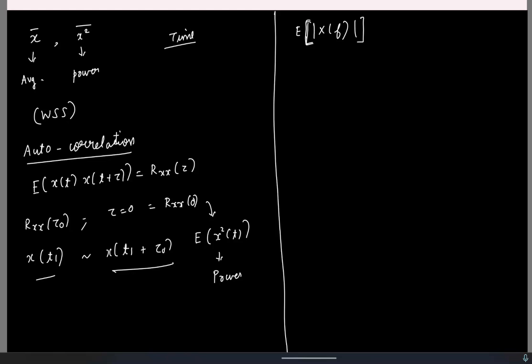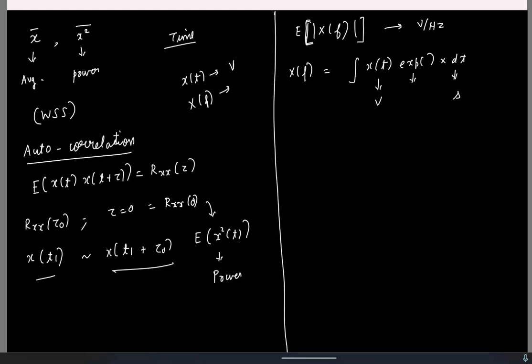And what is the unit of the Fourier transform, by the way? If x of t is a voltage signal, what is the unit of x of f? Voltage per hertz. Any other units? Okay, how do you find x of f? It's the integral of x of t times some exponential, dt. So what is the unit of this? This is volt. This has no dimensions. What is dt? Second. So this is basically volt per hertz, like you told. In other words, this is basically voltage spectral density.